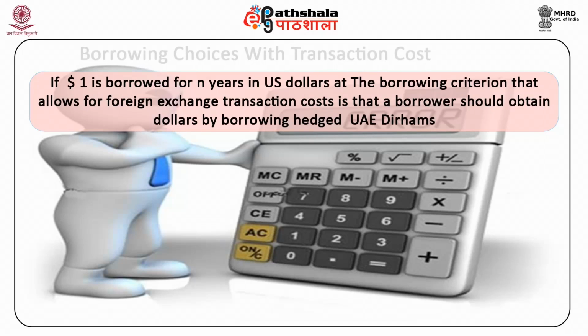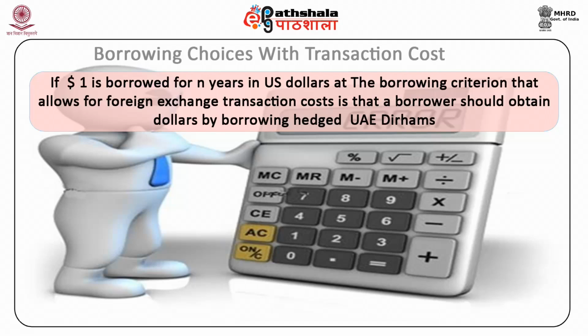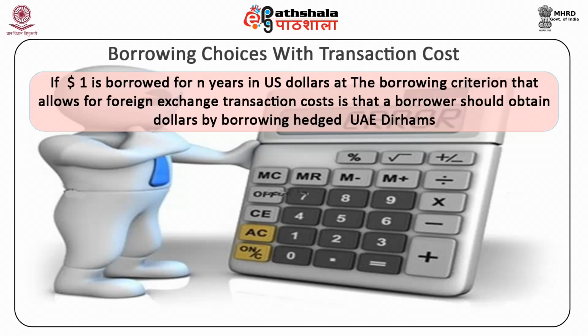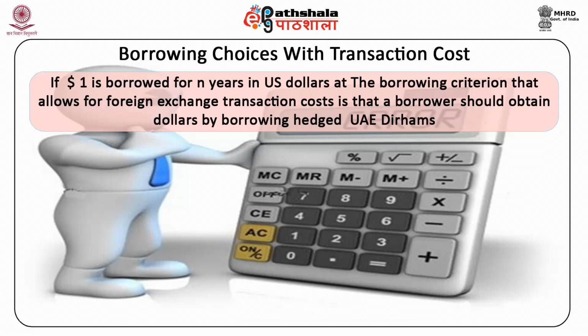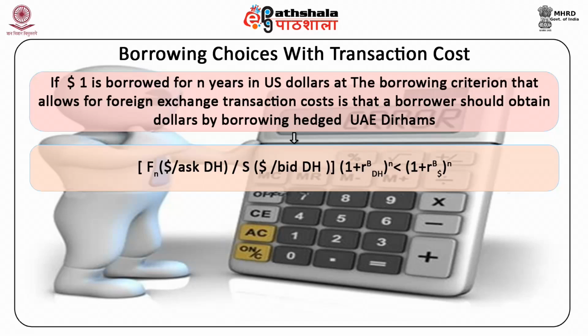Alternatively, if $1 is borrowed for n years in US dollars, the borrowing criterion that allows for foreign exchange transaction cost is that a borrower should obtain dollars by borrowing hedged UAE dirhams, that is through a swap, whenever forward rate of dollar per ask rate of dirham, into spot rate of dollar per bid rate of dirham, into (1 plus borrowed rate of dirham) to the power n is smaller than (1 plus borrowed rate of dollar) raised to the power n.